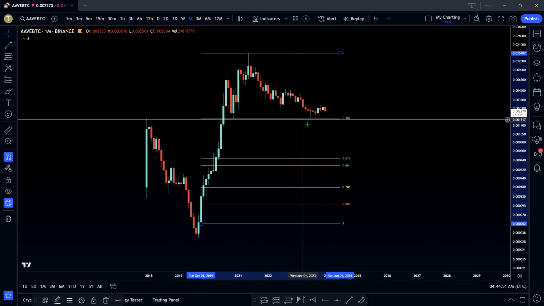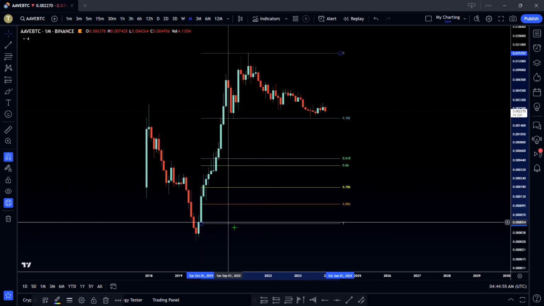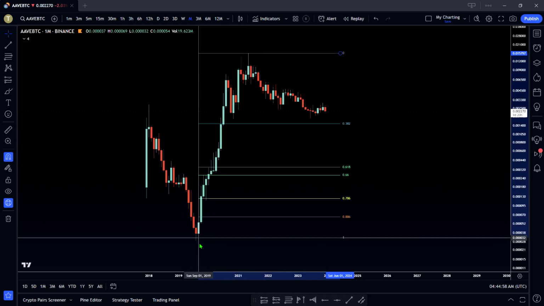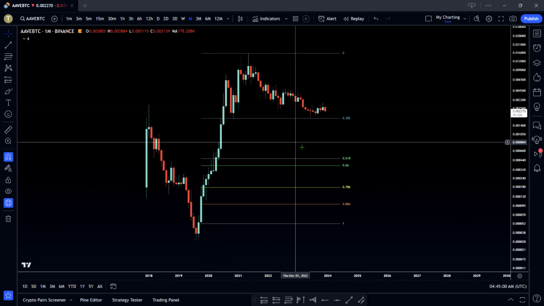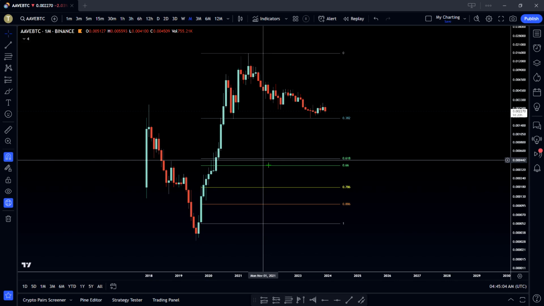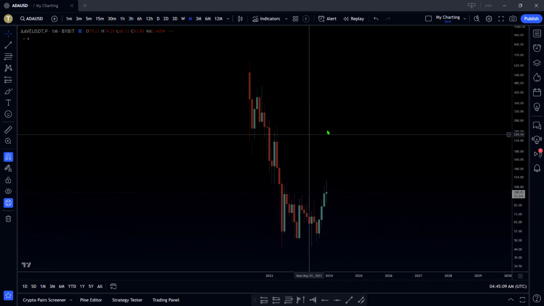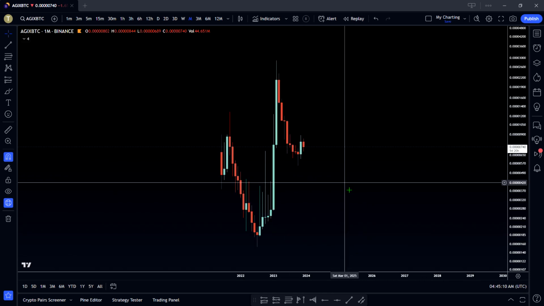So you can see that 382 acted as support because we have the right fib pull right there. It's not this little small one, it's the large impulsive candle. Hope that makes some sense to you guys. Let's continue on. Let's just hit spacebar a couple times and go through some more examples.